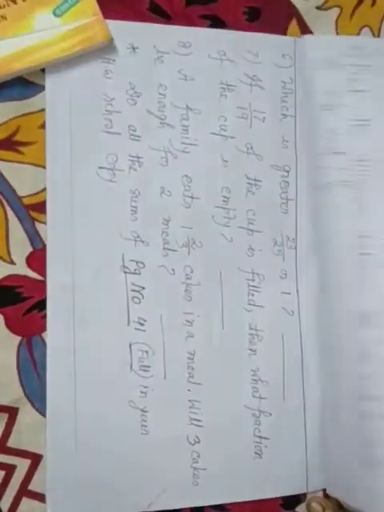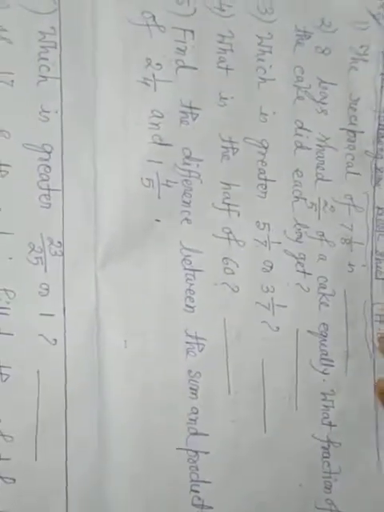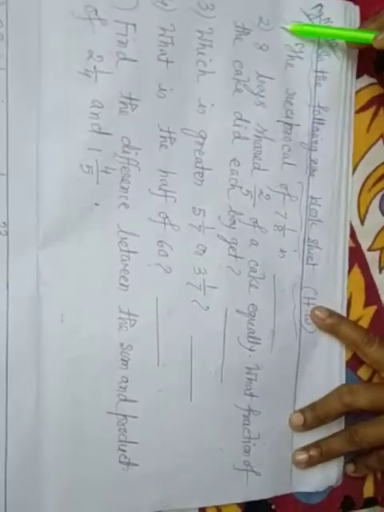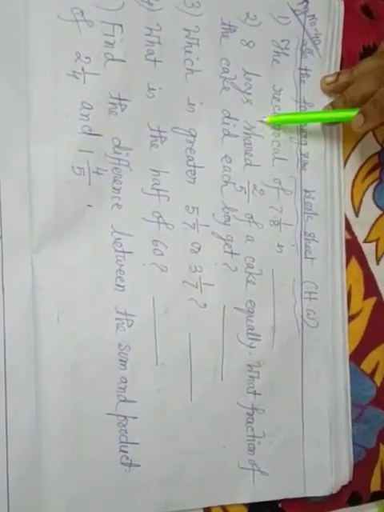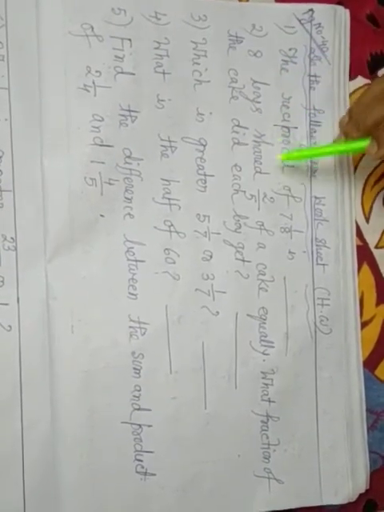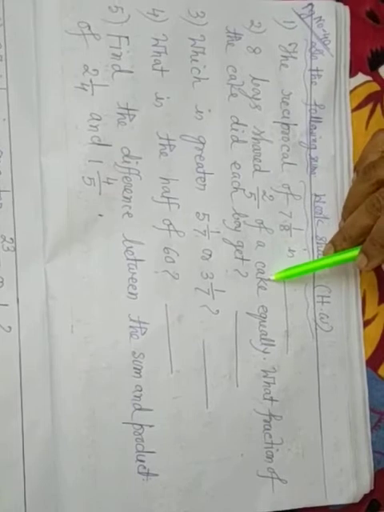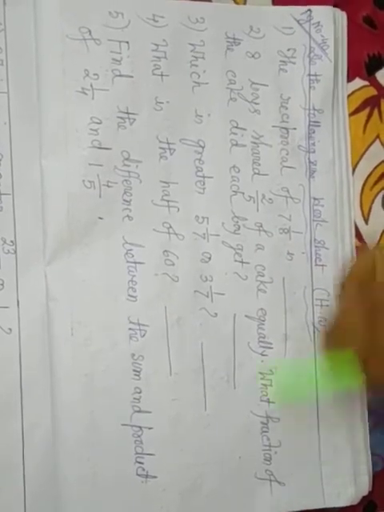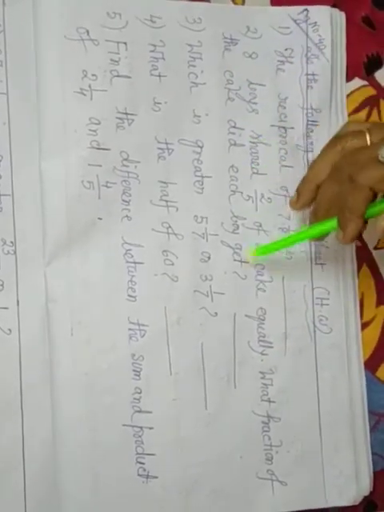Okay, I give you a worksheet homework. Do the following sums. Worksheet homework. 1. The page number 40-41. The reciprocal of 7 1 by 8 is. Number 2. 8 boys shared 2 by 5 of a cake equally. What fraction of the cake did each boy get?